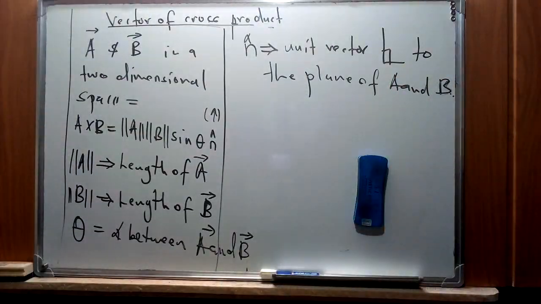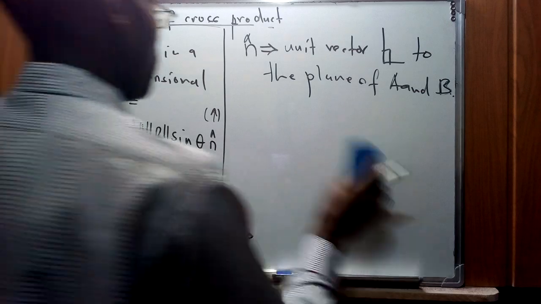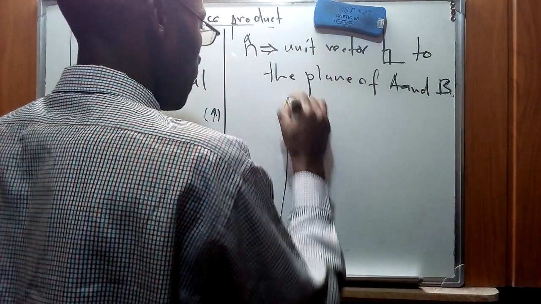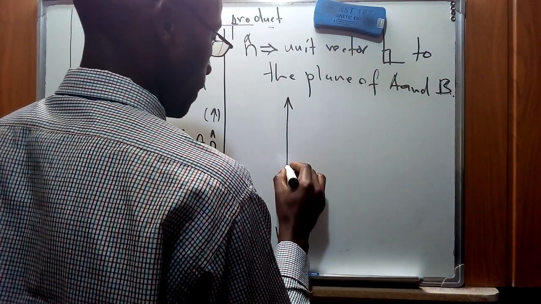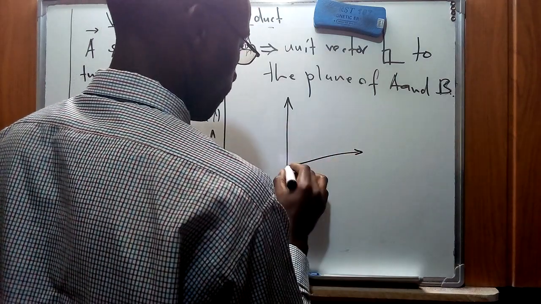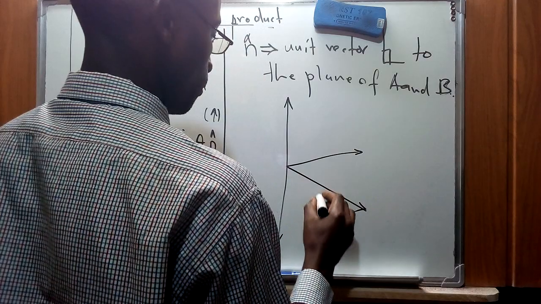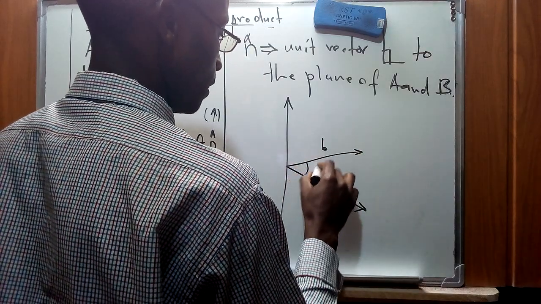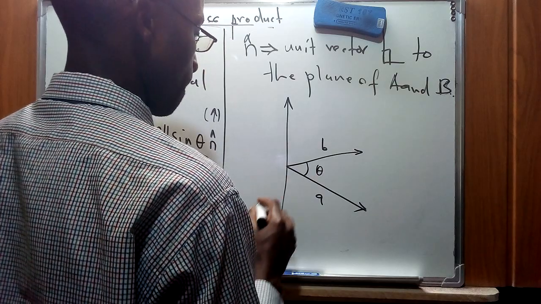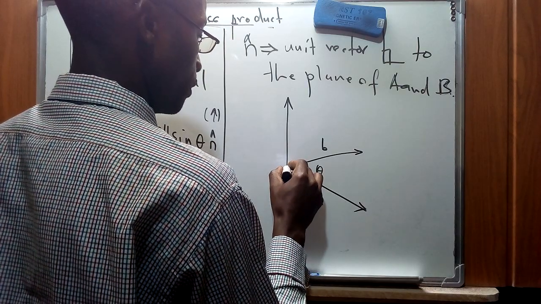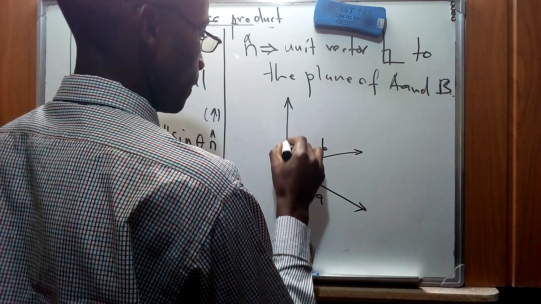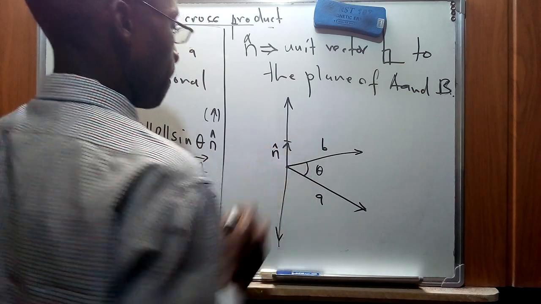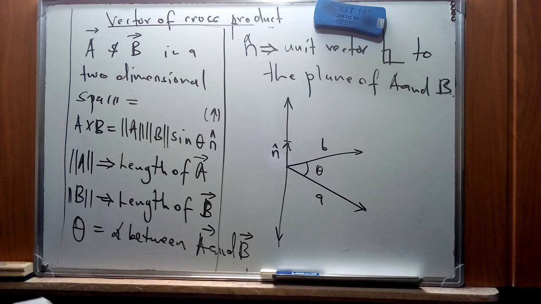So to illustrate that one, just have to draw this specific coordinate, whereby we have two vectors a and b, and then this is theta, the angle between them. Now, at this specific point, we have a unit vector, which we are now going to represent by n in that specific direction.